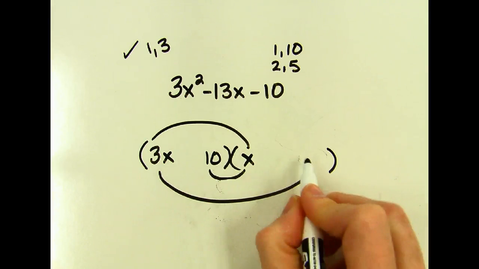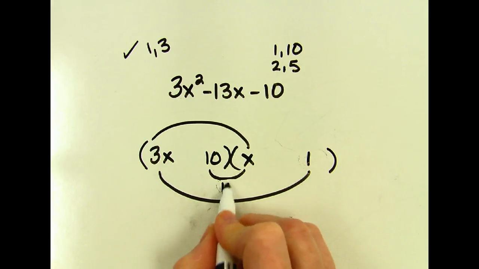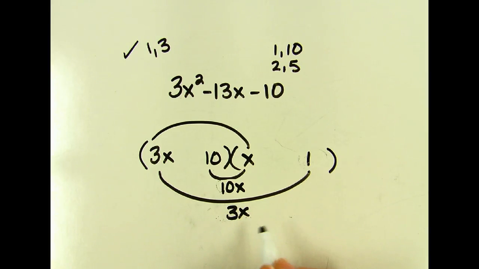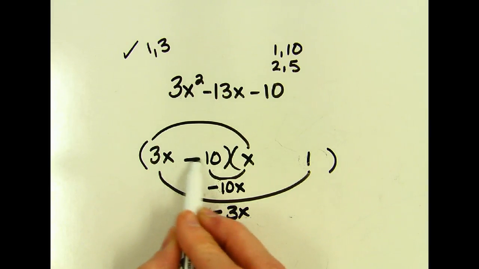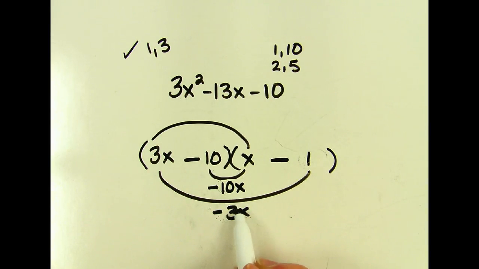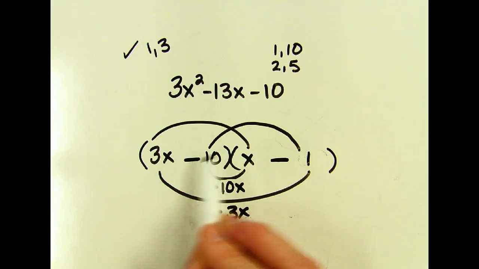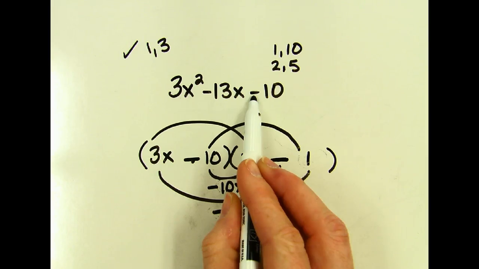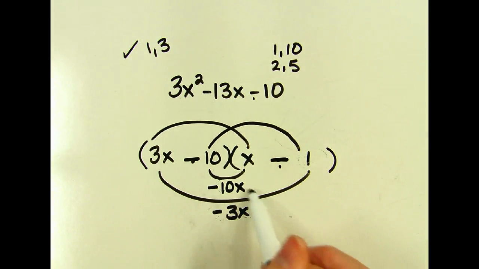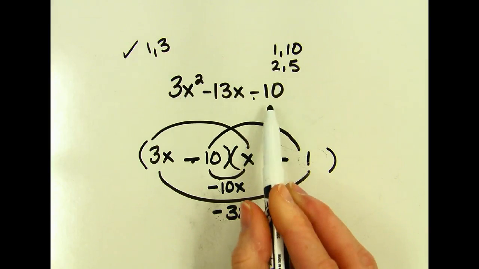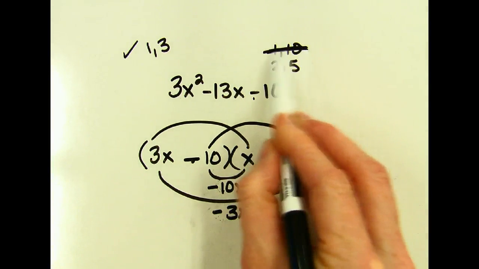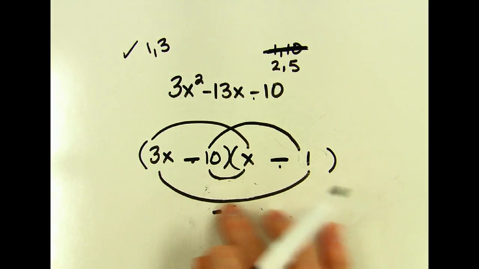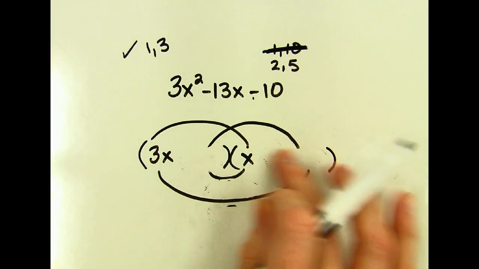Now I put the 10 here, and I put the 1 here. Fill my loops in again. I get excited. Oh, this is going to work. A negative and a negative. Oh, good. This will give me a negative 13 in the middle. So I think I'm finished until I go back and check it. A negative 10 and a negative 1 gives me a positive 10. So that, although it worked in the middle, it failed when I checked the C. So that did not work. I mark those out, and now I erase everything, including those signs.